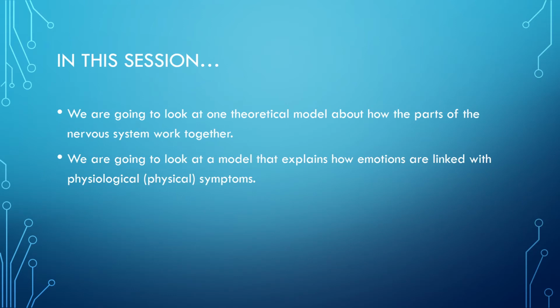So in this session, we're going to have a look at one theoretical model about how the parts of the nervous system work together, specifically in emotions. And we're going to look to see how those emotions are linked with physiological symptoms. Things like a quickening heartbeat, your palms getting sweaty, butterflies in the stomach, and so on.